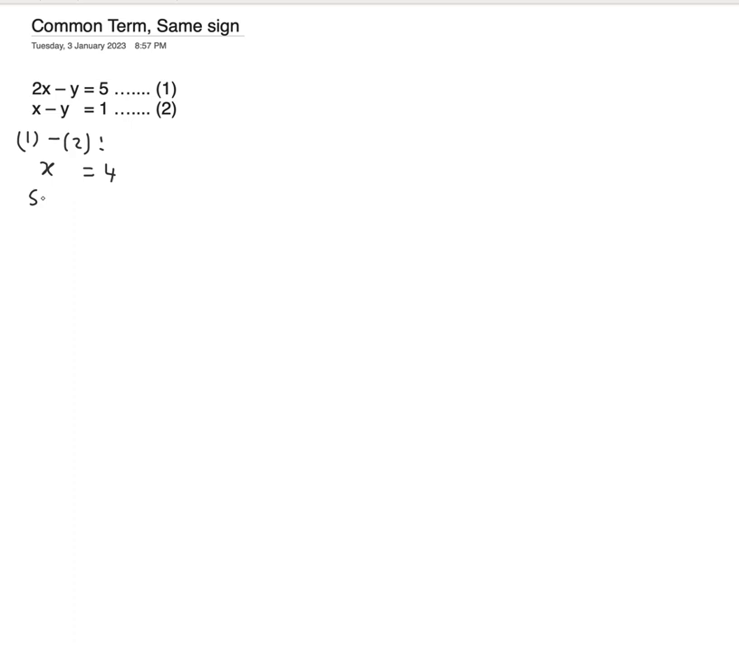So once again, we substitute the result, x equals 4, into one of the equations. Well, in this case here, it's easier to use the second equation. Into equation 2, which gives us 4 minus y equals 1, which works out to be y equals 3. And we will put out the solution as x equals 4 and y equals 3.